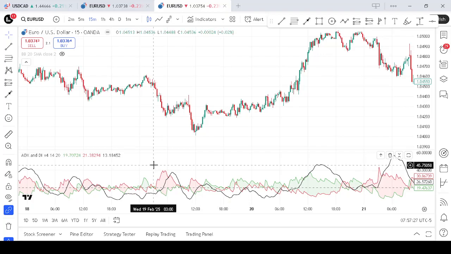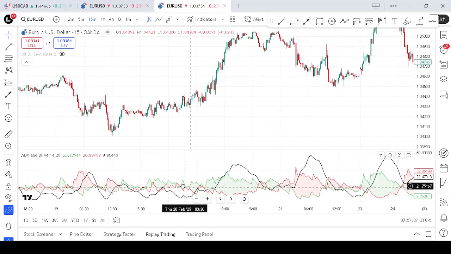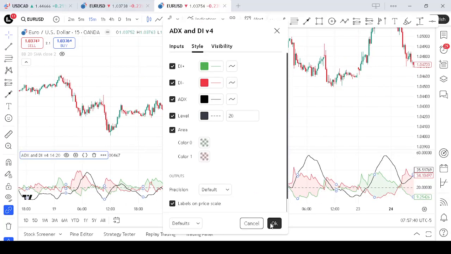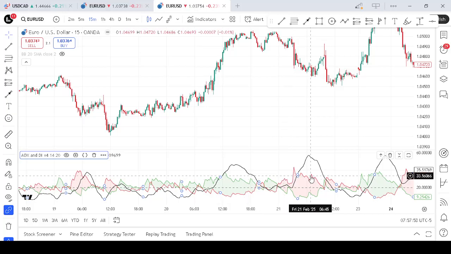Now the positive DI and the negative DI tell you the direction the market is trending. Once the positive DI line crosses above the negative DI line, meaning the green line crosses above the red line, it signals bullish trade. You have to start looking for bullish trading opportunities. But once the negative DI line crosses above the positive DI line, you have to look for selling opportunities. These crossovers form the foundation of your entry signal.